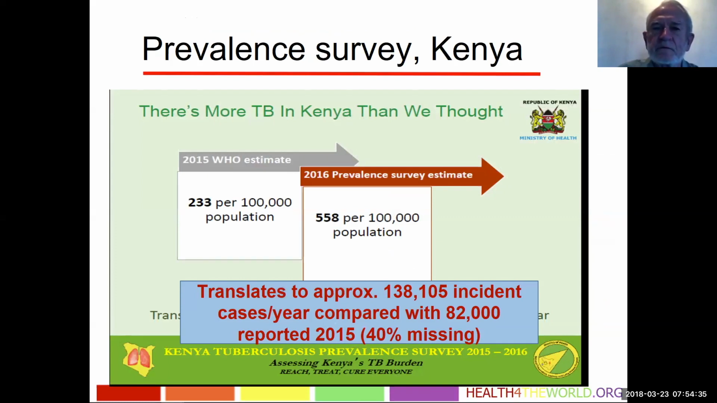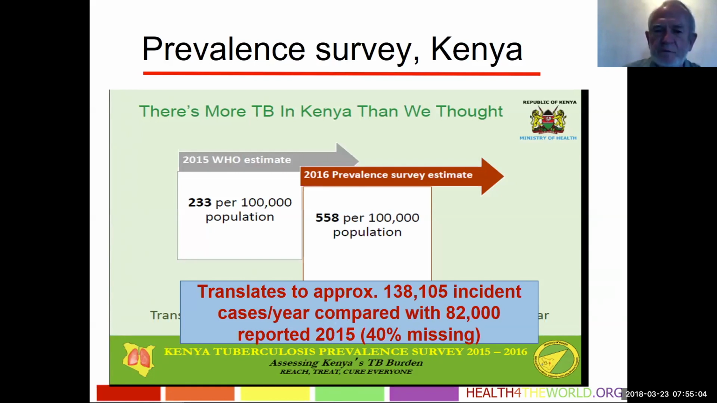Just to look at another recent survey in Kenya, this is from the actual Kenya report that says there's more TB in Kenya than we thought. The 2015 WHO estimate was 233 per 100,000 population incident cases, and the prevalence survey showed that the prevalence was actually 558 per 100,000 population.